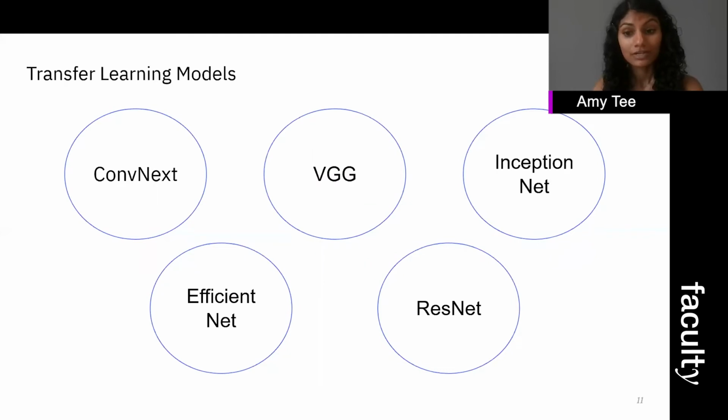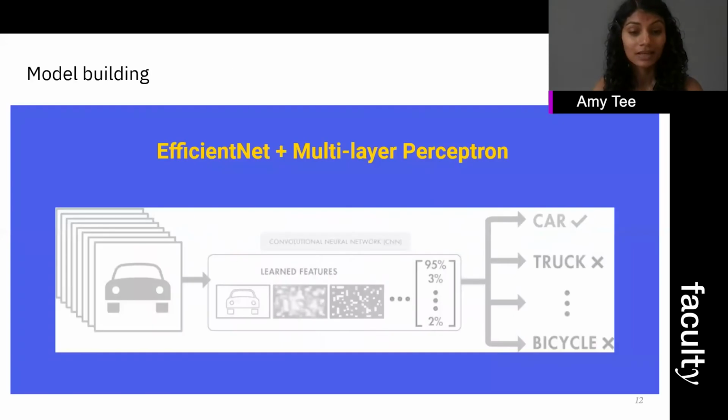Now, to design my neural network, I looked at various transfer learning models. Transfer learning models are models which have been trained on a very large data set, such as ImageNet, and that knowledge is then transferred to a smaller data set, such as the one that I was working with. I researched the following models: ConvNeXt, VGG, InceptionNet, EfficientNet, and ResNet. And it was found that the winning combination to get the best results was EfficientNet, followed by a multi-layer perceptron.